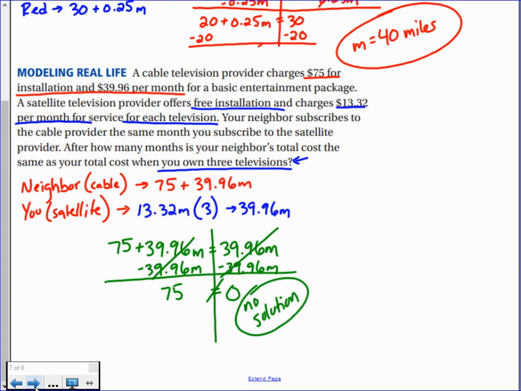So the question asks after how many months? 0 months, no months, never. Never. It's not possible. You will never be paying the same as your neighbor. Your neighbor will always have a total cost that is more than you, because not only does he have to pay the $39.96 per month just like you do, but he also had to pay $75 for installation at the beginning. Okay. And you can see, like, right when we get the equation written out, you can see, okay, this doesn't make sense. This is not possible.